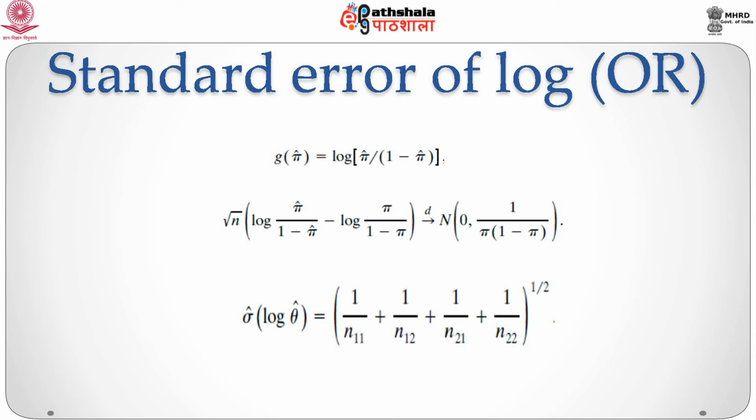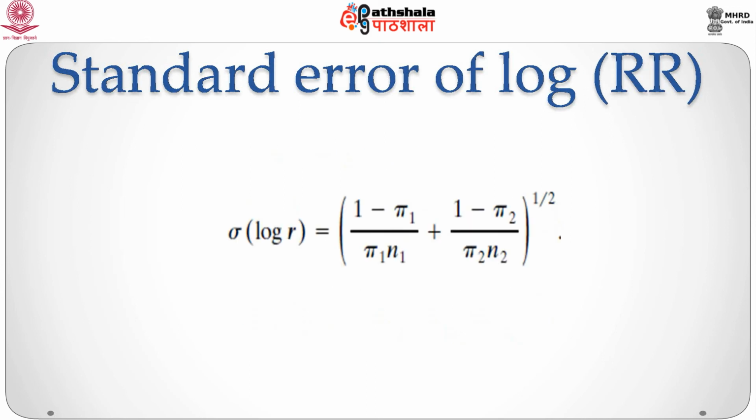So the standard error of log theta hat turns out to be 1 over n11 plus 1 over n12 plus 1 over n21 plus 1 over n22, whole to the power half, where, as before, Nij denotes the frequency corresponding to category ij. So it's the sum of reciprocals of the frequencies and the square root to get the standard error. We can use the same method to get the standard error for the log risk ratio. In this case, it is not as symmetric, but it is still easy to remember as well as to derive.